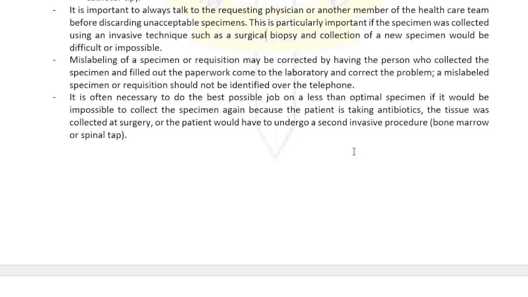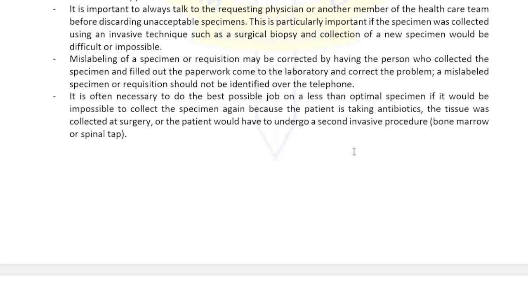Okay? Pag CSF yan, you communicate. That is not a usual procedure, most likely. Pakonti-konti lang yung kinukuhanan ng ganyan. Okay? You verify it with the physician because it's the physician who does the procedure. Huwag mong i-discard, huwag mong itatapon.